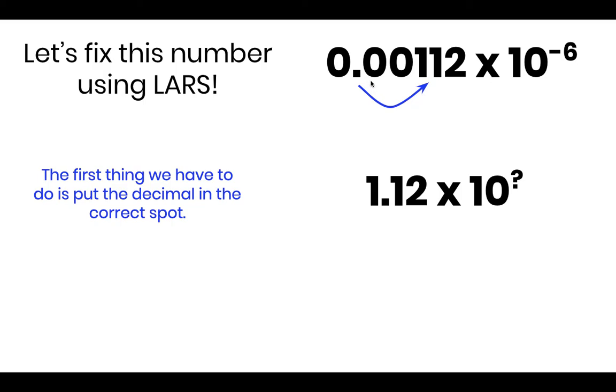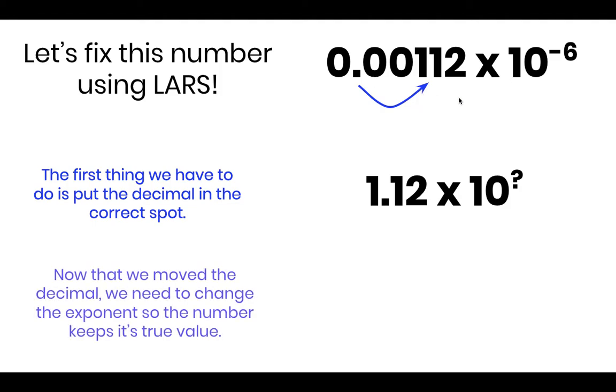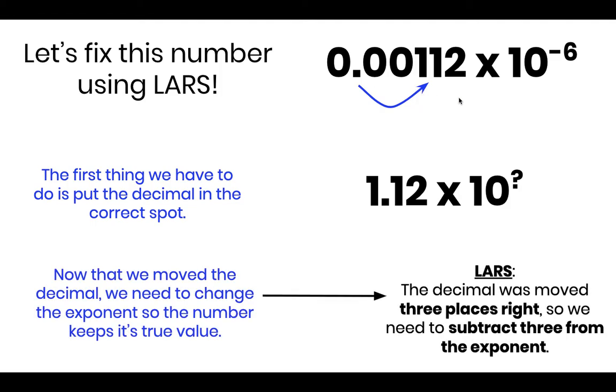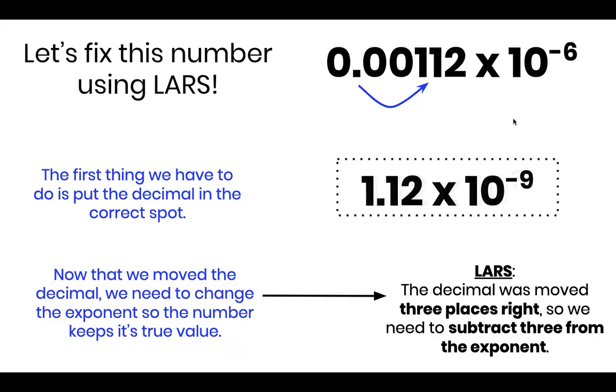So we know we moved it 1, 2, 3 place values. We're going to be doing something to it. So we're moving to the right. Right means we're subtracting. So we're going to subtract 3 because we moved it 1, 2, 3 places. So negative 6 minus 3 would be negative 9. So our final answer would be 1.12 times 10 to the negative 9. Don't be afraid to use your calculator. Negative 6 minus 3 would be negative 9.